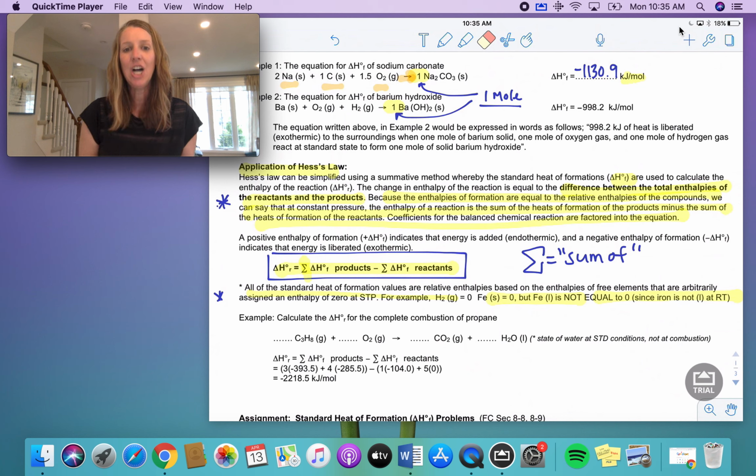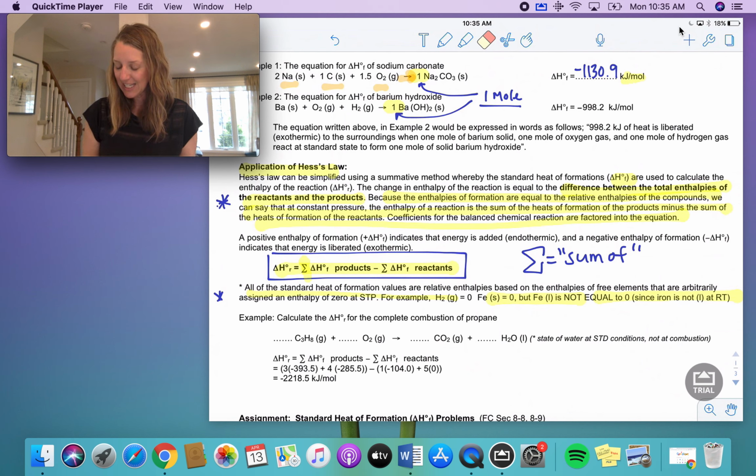You'll notice that all of the standard heat of formation values are relative enthalpies based on the enthalpy of free elements that are arbitrarily assigned an enthalpy of 0 at standard temperature and pressure. For example, H2, so a diatomic gas, would simply be 0. That's just how it's arbitrarily assigned. So you may have a 0 value to factor in. So just be looking out for that when you do your sample calculations. Okay? All right, let's do an example.